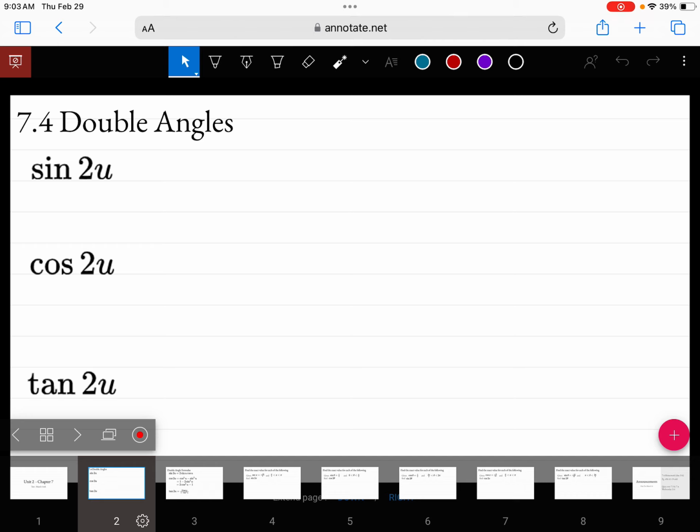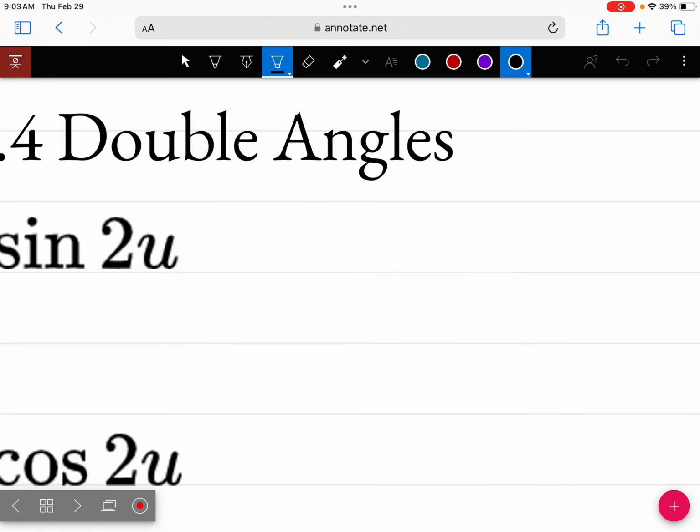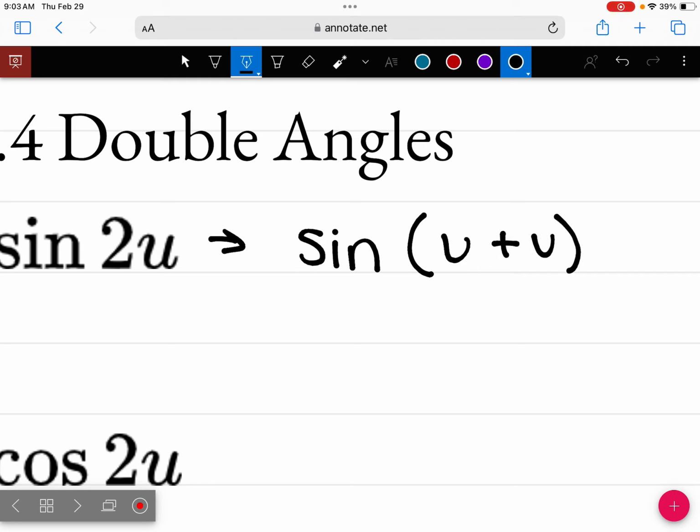And what we're going to do here is think about the sine of 2u as our first one. But what we're going to do is look at it as the sine of u plus u. We agree that means the same thing? Sine of 2u is the same thing as sine of u plus u.